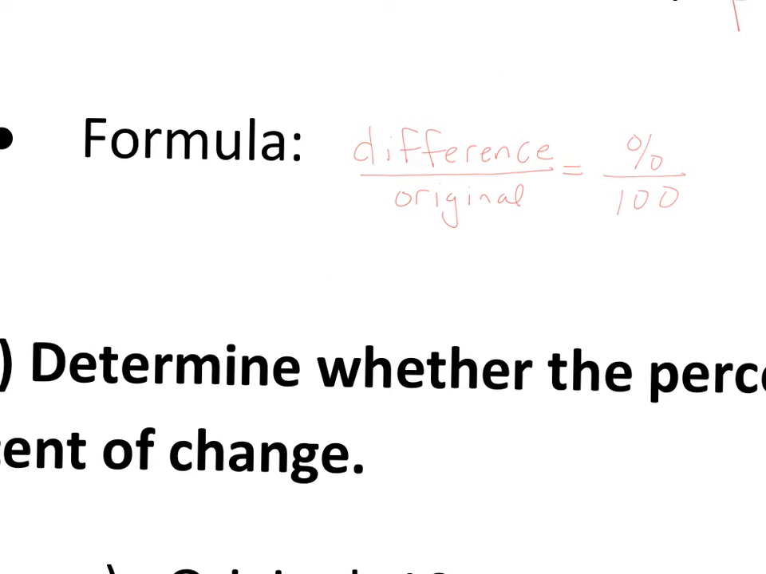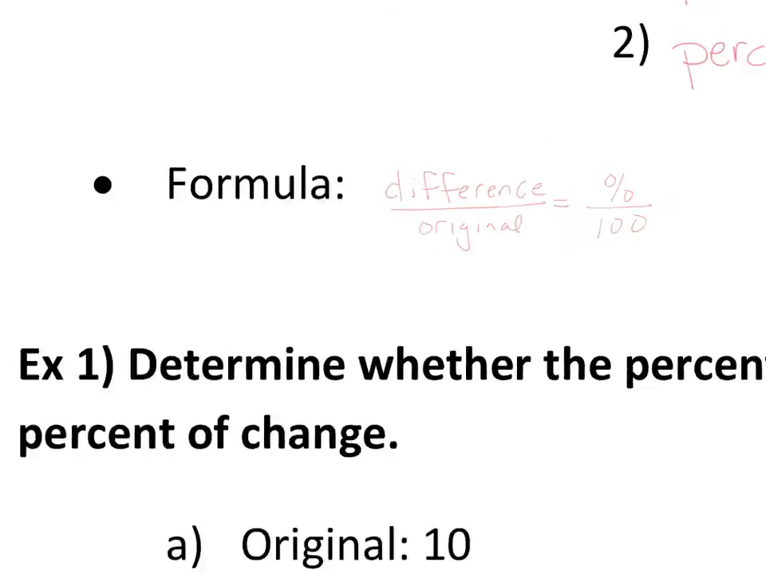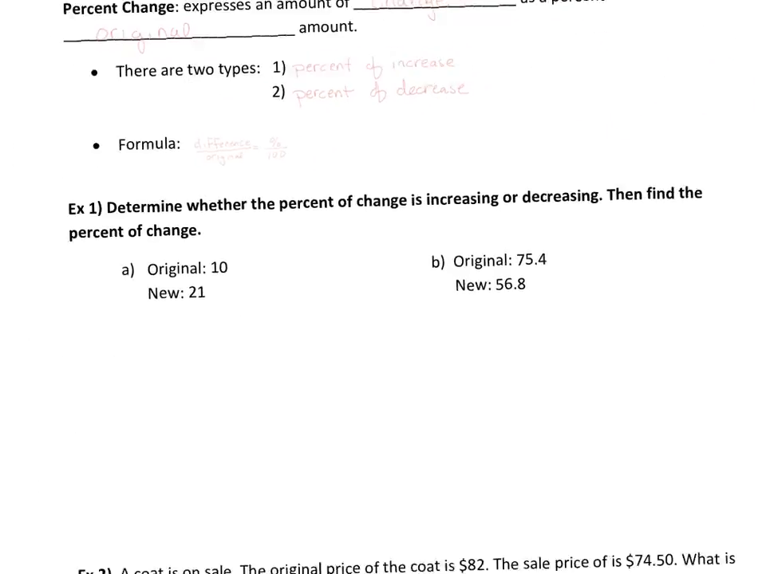Difference over original equals percent over 100. Now, when you see difference, you are subtracting. Okay, so difference means we're going to subtract, put it over our original, and then we're going to have percent over 100. It's going to be our proportion.